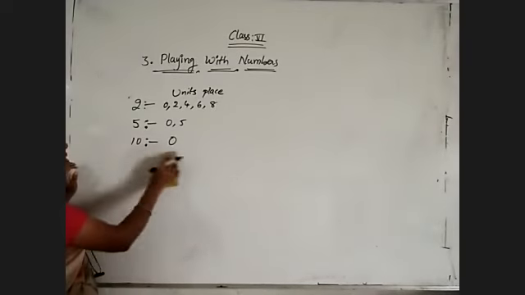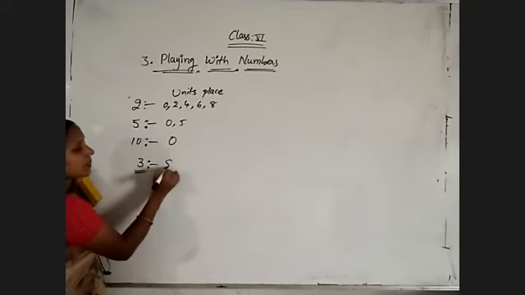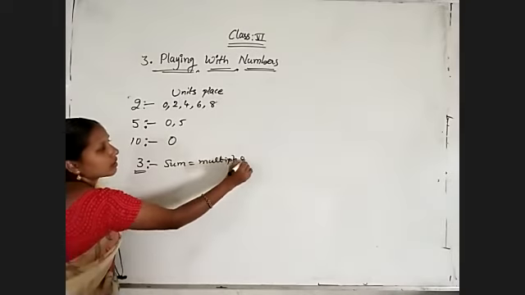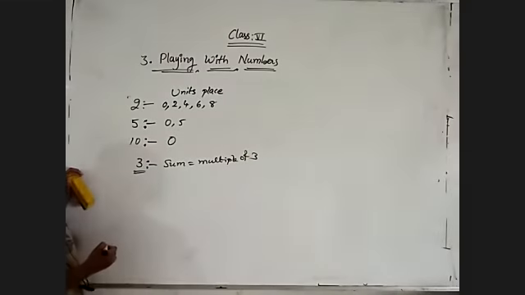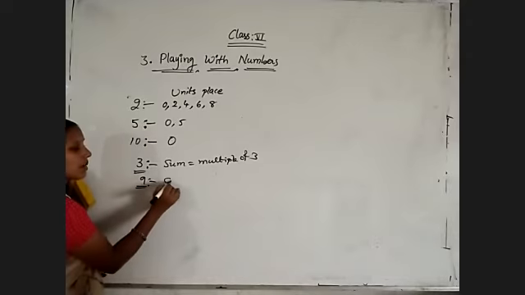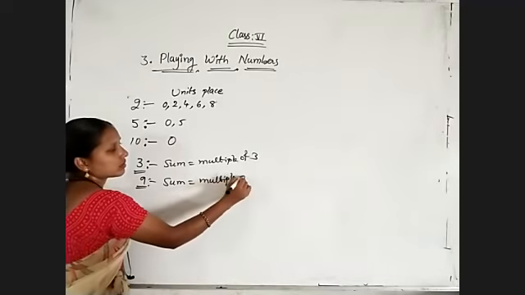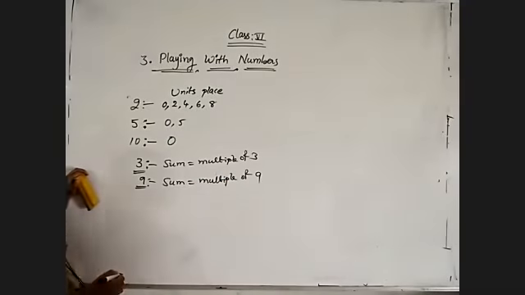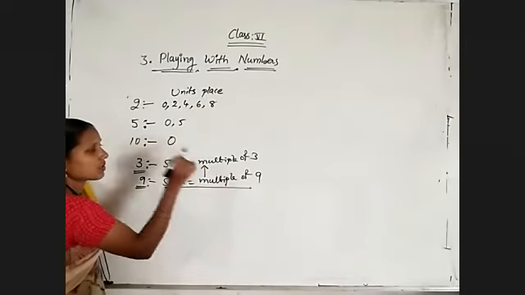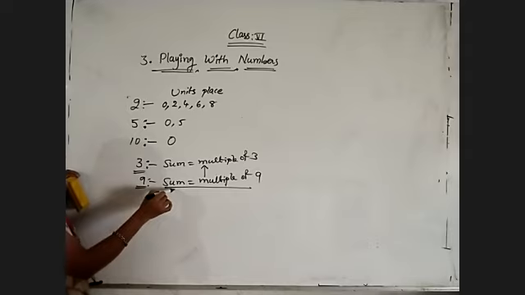And coming to the next, divisibility rule of 3. If the sum of the digits is a multiple of 3, then it is divisible by 3. And for 9, if the sum of the digits is a multiple of 9, then it is divisible by 9. So the numbers which are divisible by 9, all those are divisible by 3. But the numbers which are divisible by 3 are not divisible by 9 in some cases.